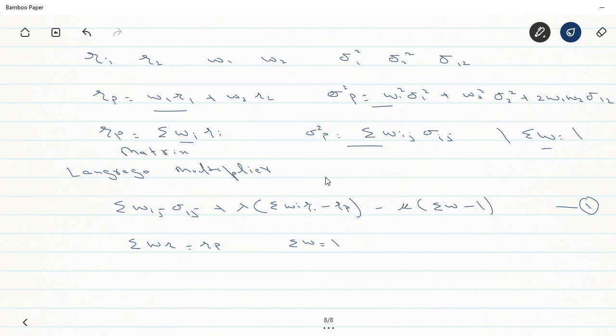So if these are n assets, then there are actually n plus 2 unknowns, n W's and 1 lambda and 1 mu, and n plus 2 equations. So we have n plus 2 equations and n plus 2 unknowns. To solve these, we can differentiate with respect to the W's.